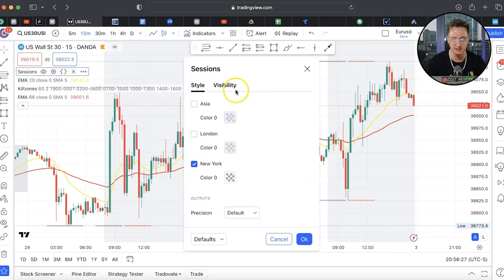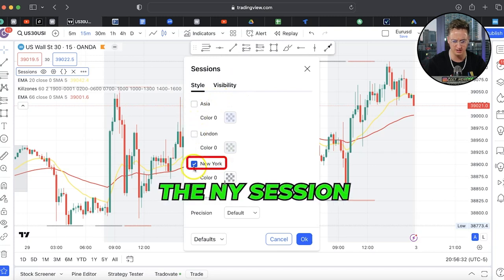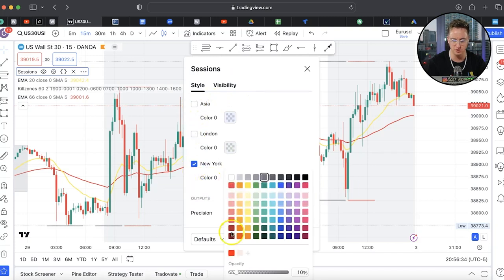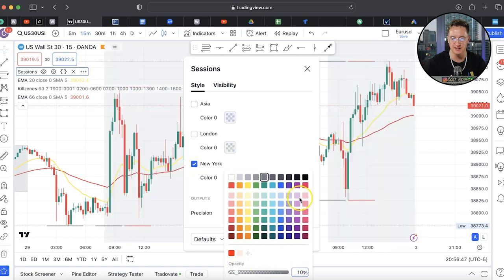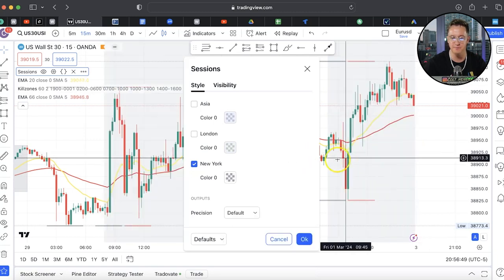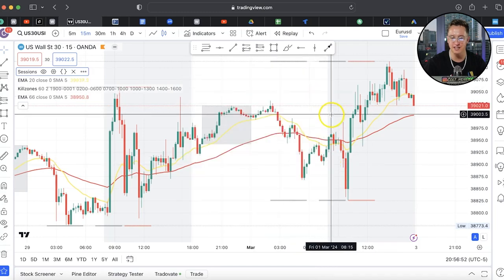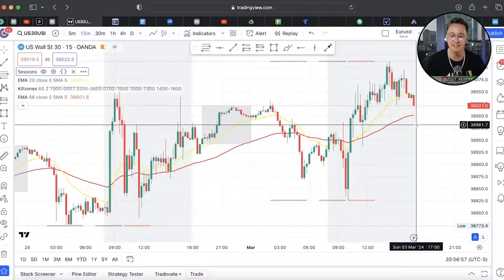So if we go to the settings for the sessions indicator, all I want to have checked off is the New York session. Once you do that, you can go to the color and the opacity and make it whatever color you want. I don't want it obtruding over my candles, because look at if it's at 100%. I don't like that. So that's why I have it simply at 10%, and it's very minimal behind my candle. So this indicator right here is showing us where the New York session is, and this is the session that we're going to be trading in.